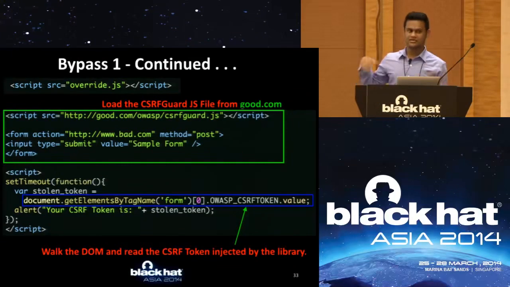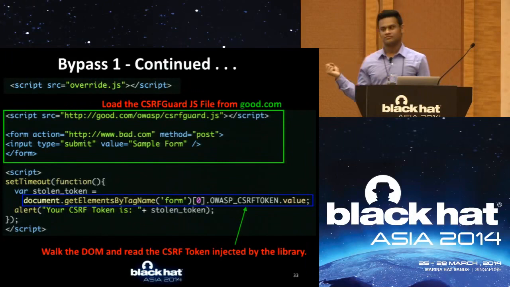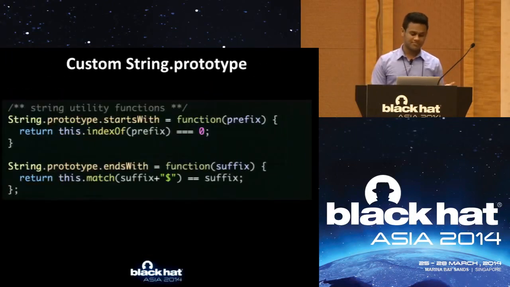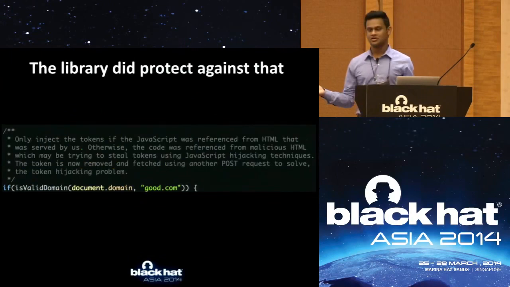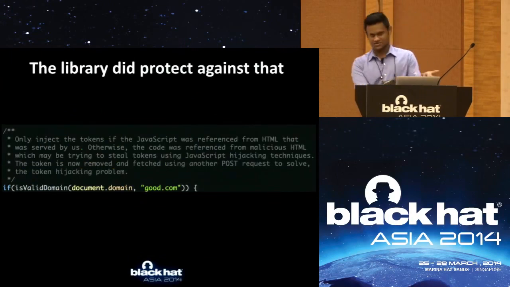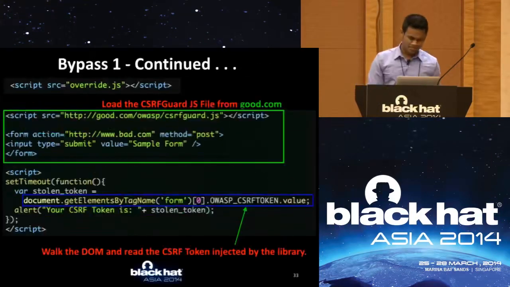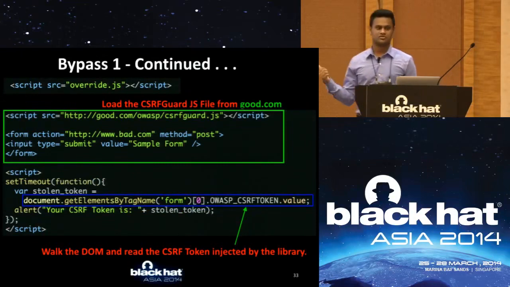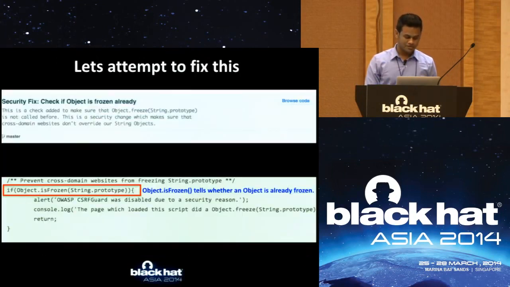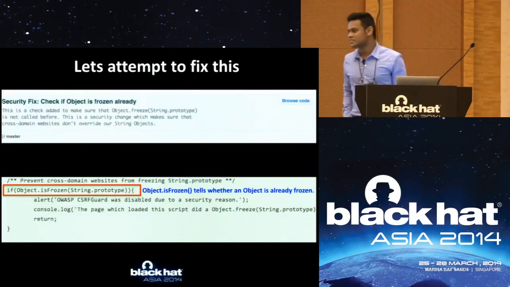Then again, it's pretty straightforward. You just inject your own forms and steal the token. So as far as OWASP CSRFGuard goes, as long as you can bypass the isValidDomain check, you're pretty much secure. It's gone. So there have been also other variants of prototype overriding bypasses, but this one specifically is interesting because of the Object.freeze functionality. So let's attempt to fix this, right?